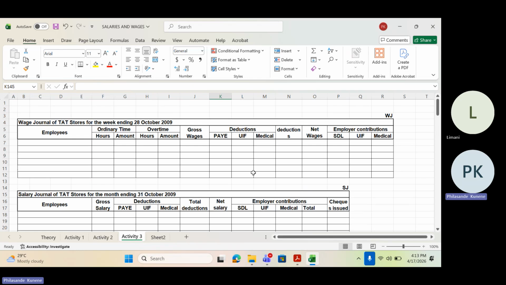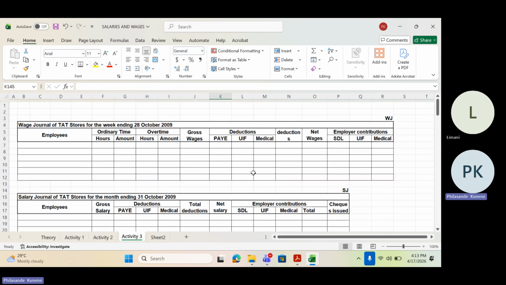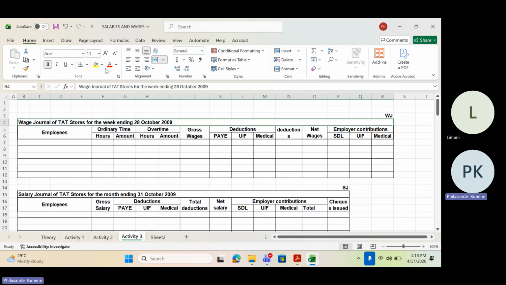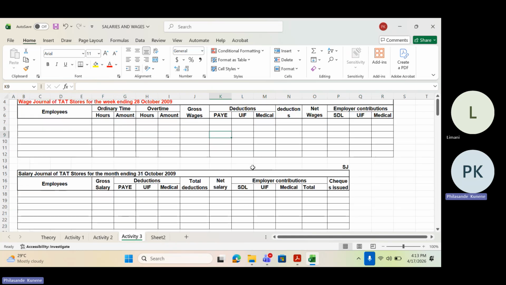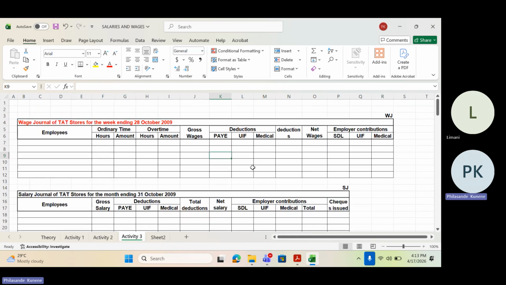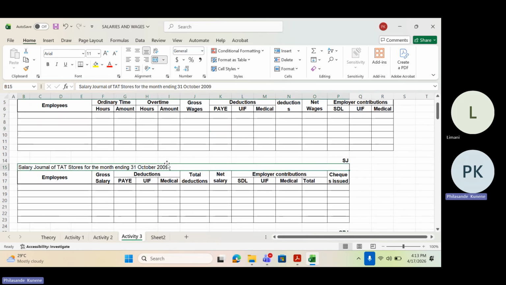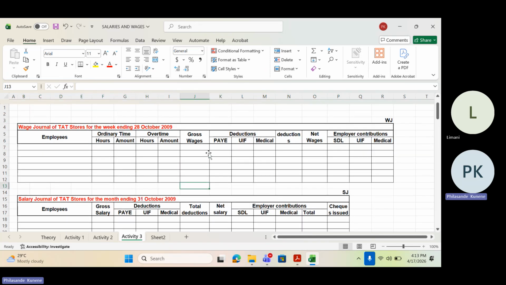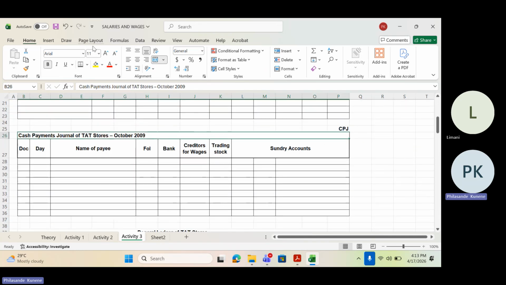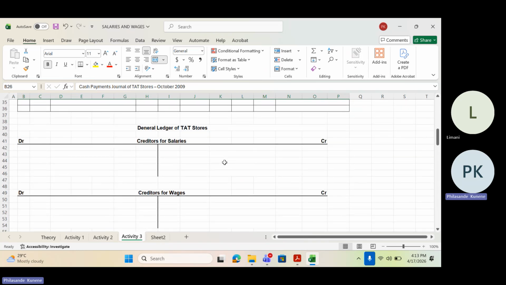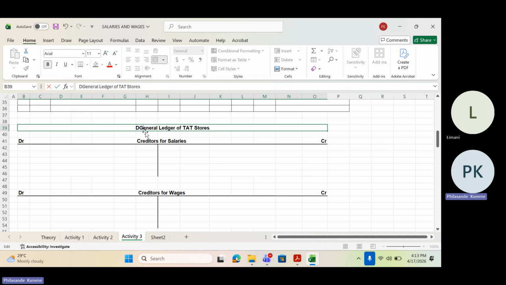Okay, before we go there, look here. Here we have a wage journal. Wage journal is something that I'm going to do with you tomorrow, because it is going to be on your test on Monday. Salary journal, I'm going to do it with you tomorrow. We're going to be recording here. Cash payment journal, I'm going to do this with you tomorrow. And then we're going to do a general ledger, right? We're going to do what?